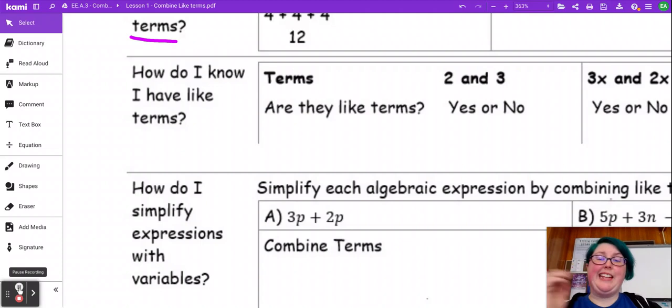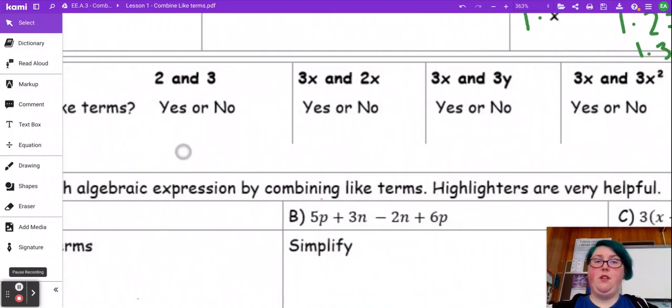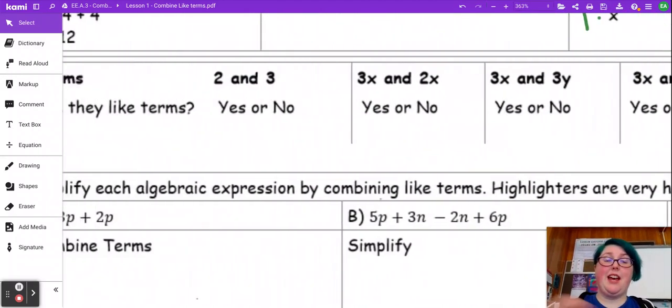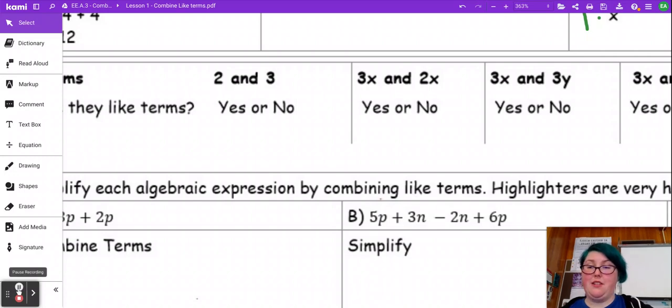So now we're going to look at like terms. Are these the same term or are they different? You have 1, 2, 3, 4, 5 of them that you need to decide, are they the same or not? Pause the video, answer the question in the formative. When you come back, I'll have the answers.